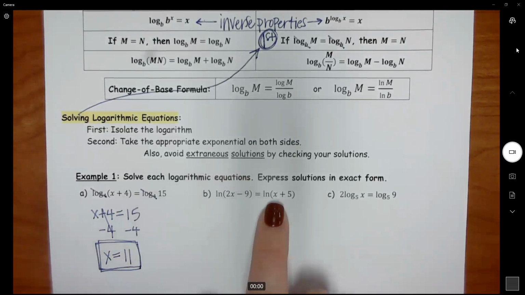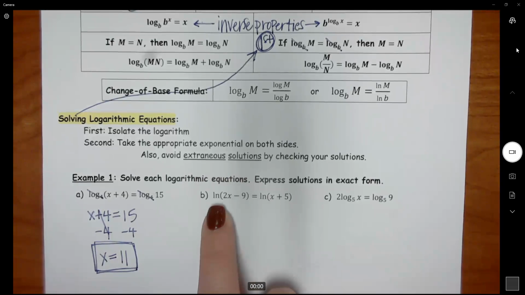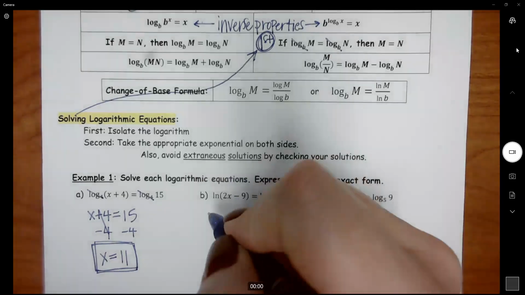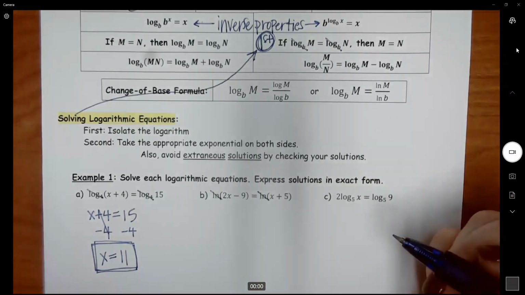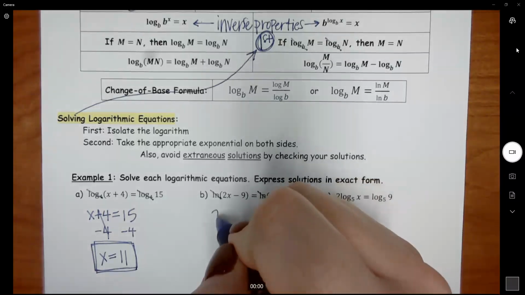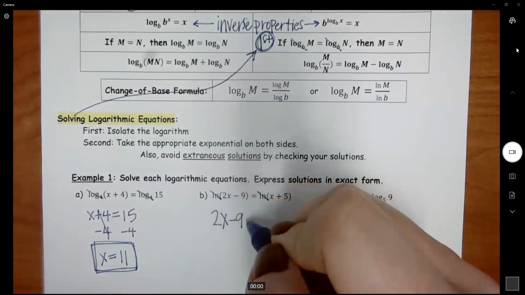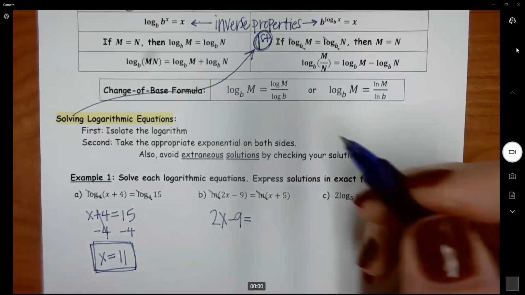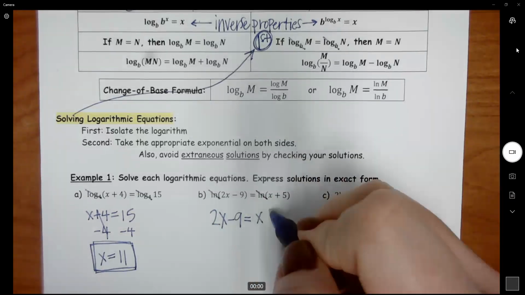The same thing happens with the natural log. You have the natural log of 2x minus 9 and the natural log of x plus 5, because they have the same log with the same base, right? Those both have a base of e. You cancel those out, and now we just have m, which is 2x minus 9, equals n, which is x plus 5.